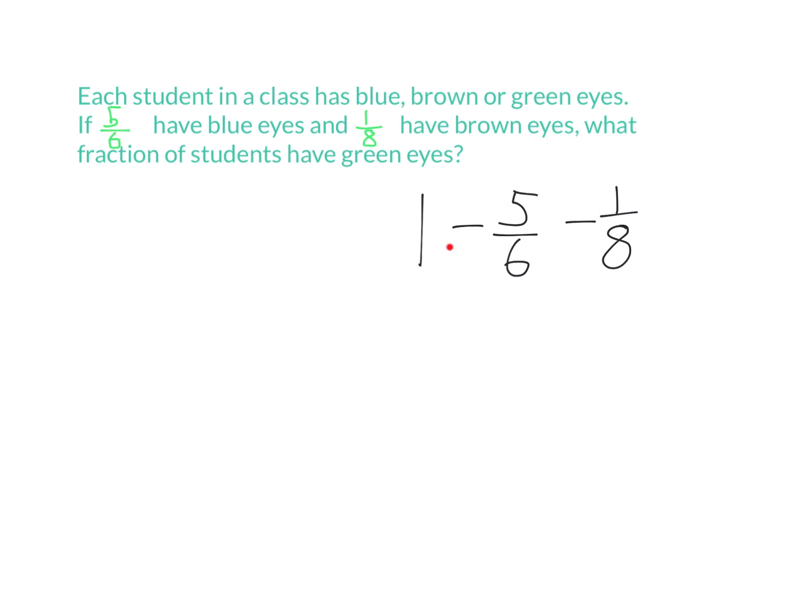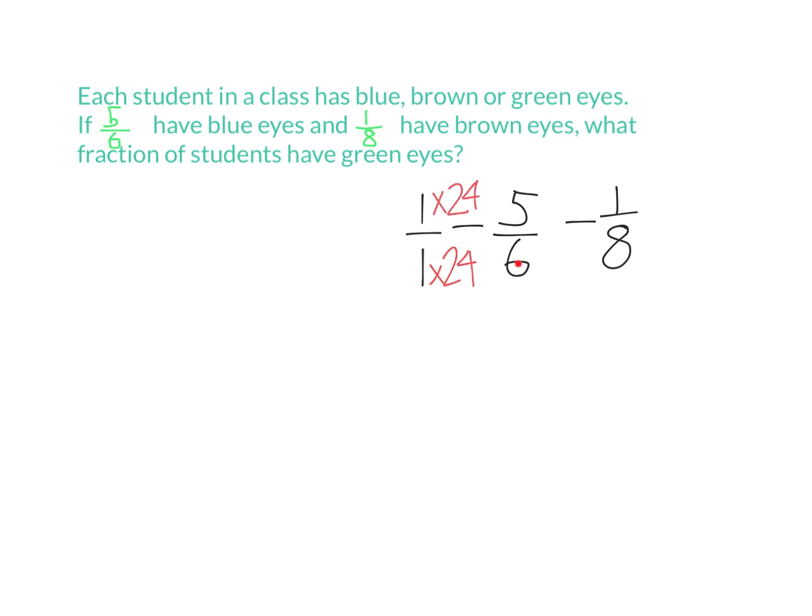So to subtract these, I need to make sure they have the same denominator. So 1 isn't really a fraction, but remember I can write it as 1 over 1. So the lowest common multiple of 6 and 8 is 24. That's the lowest number divisible by 6, but also by 8. So what I'm going to do is make all of these denominators here 24. So I would, of course, need to times this by 24. What you do to the bottom, you must do to the top.